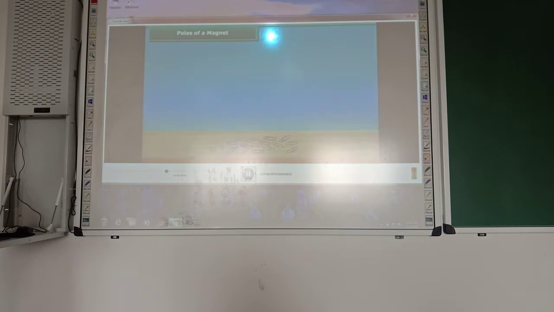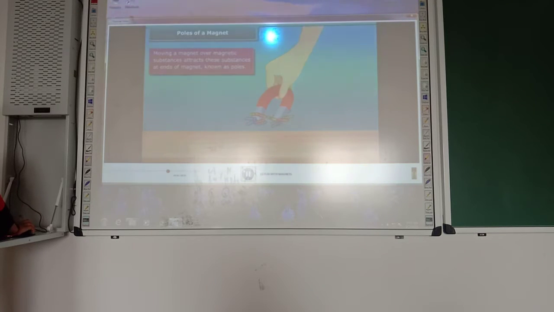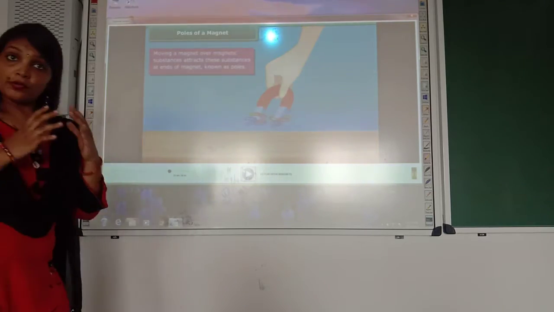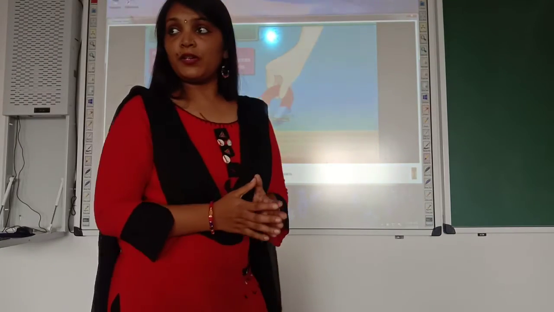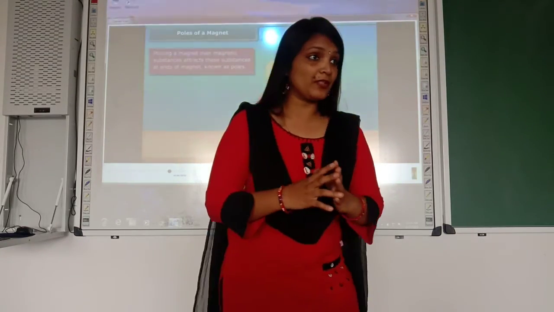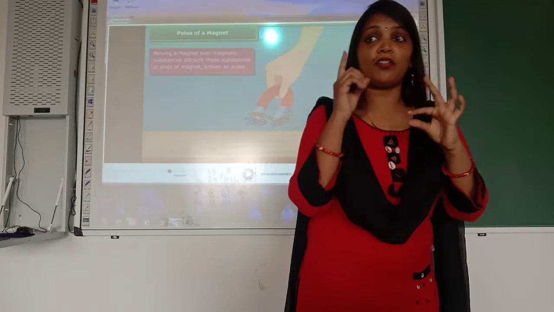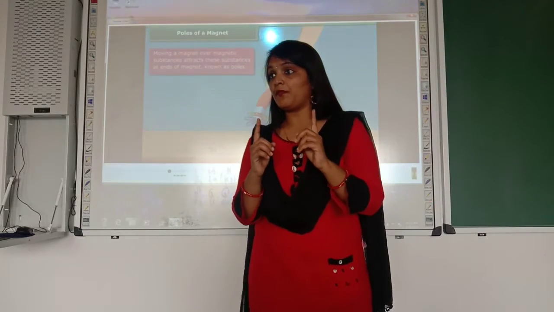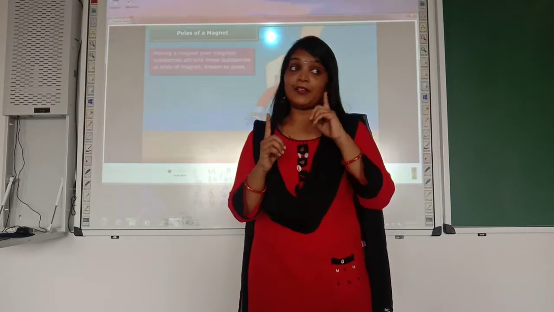Poles of a magnet. When you move a magnet over magnetic substances, you see that these substances get attracted to particular parts. Okay, what are the poles of the magnet? As we discussed, we are going to read about the poles of the magnet in this chapter. Now, what are the poles? Have you ever seen the magnet having north and south pole? What poles does it have? North and south pole.